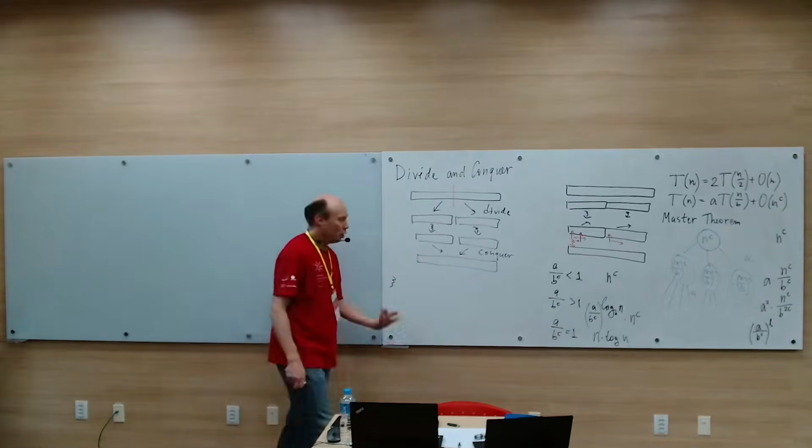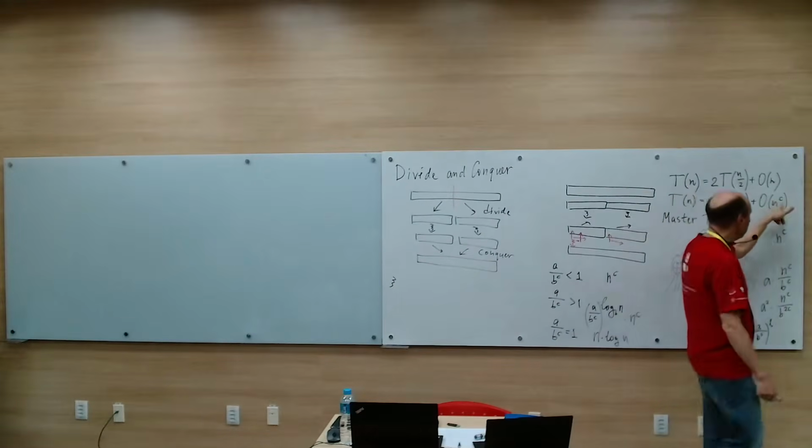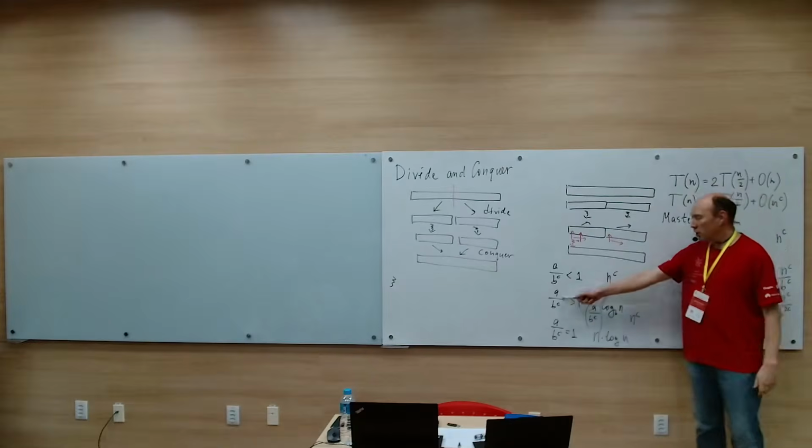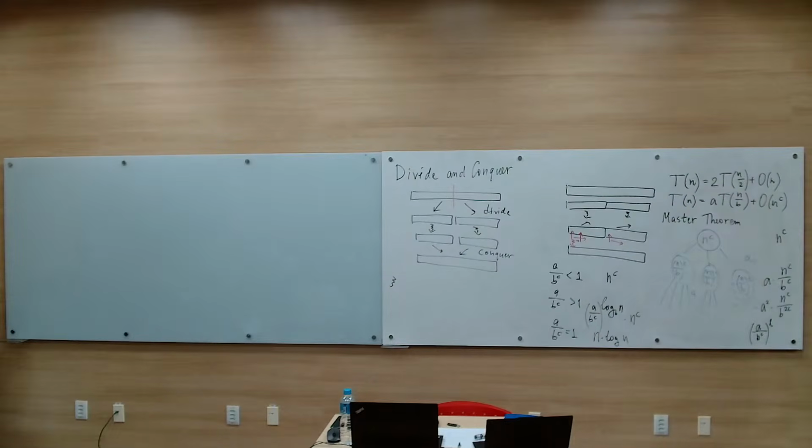In our case, let's see. a is 2, b is 2, and c is 1. So 2 divided by 2 to the power of 1 is exactly 1. And this is the last case. So our complexity is n log n.